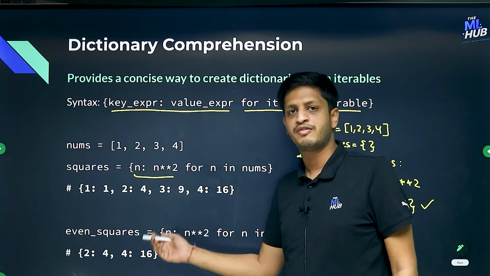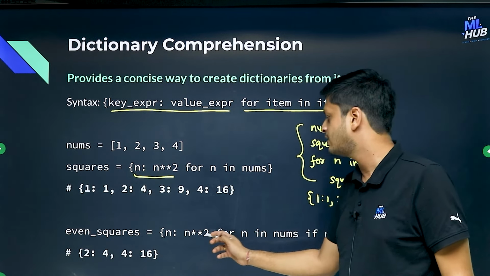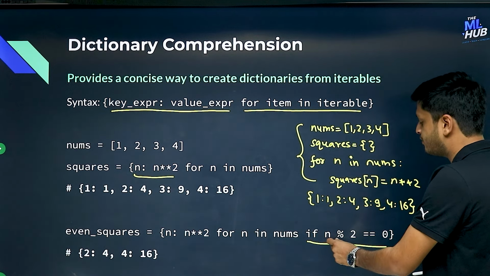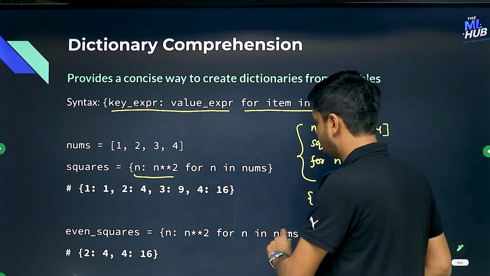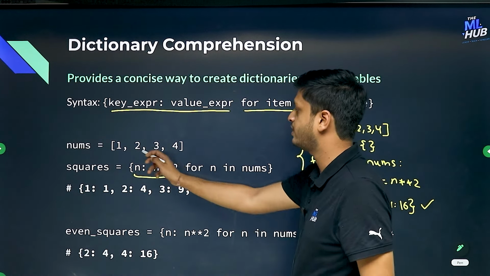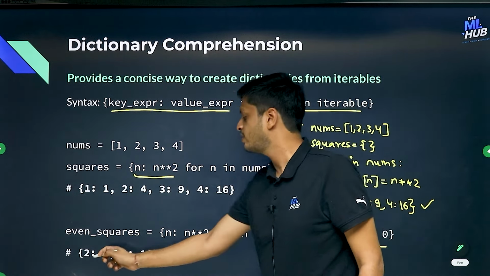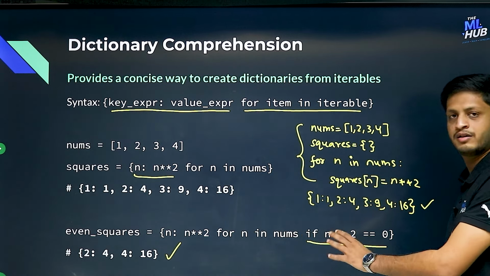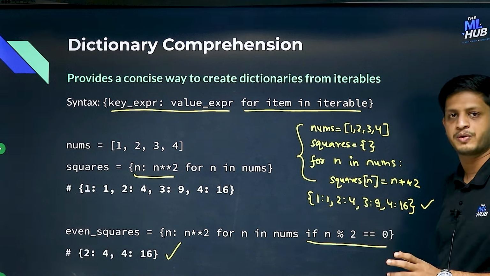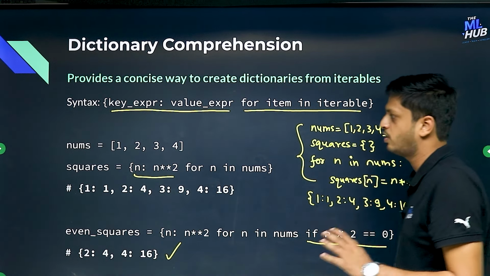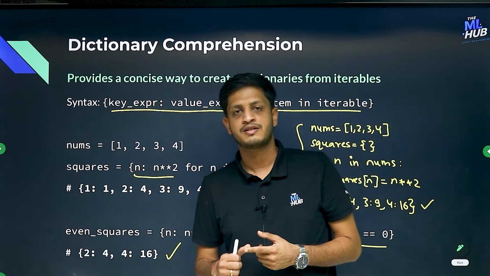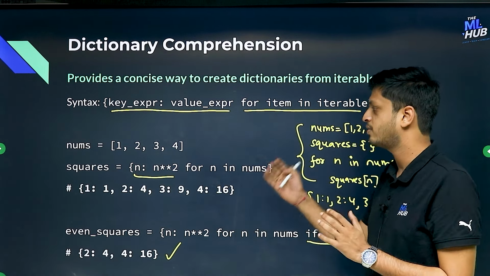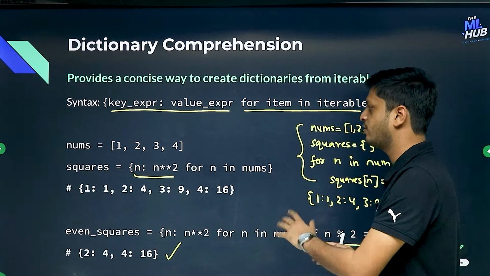And similarly, you can write the if condition as well. Even squares is equal to n square for n in nums if n % 2 is equal to 0. It means that only if n is an even number, then only we will add its square. So here 2 and 4 are even numbers, and hence only 2 and 4 squares will be added. We already know how this code is written. You just have this if condition here as well. If you want to see a detailed lecture on list comprehensions, you can see the lecture on list. There we have discussed in detail how comprehension works. Same way here we are doing it for dictionaries.